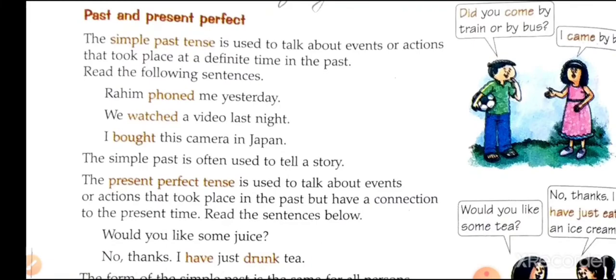Past and present perfect. The simple past tense is used to talk about events or actions that took place at a definite time in the past. Read the following sentences. Rahim phoned me yesterday. We watched a video last night. I bought this camera in Japan. The simple past is often used to tell a story.